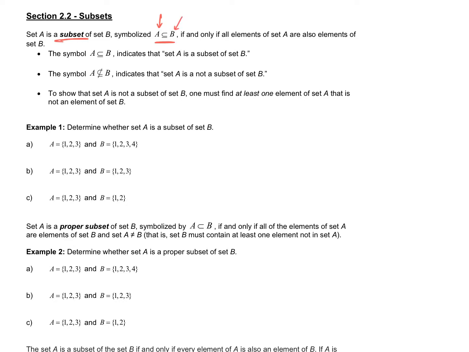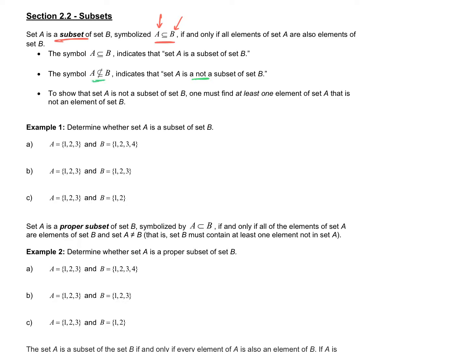So set A is a subset of set B if and only if all the elements of set A are also elements of set B. Okay, so if I have, well, we'll do the examples in a sec. Let me keep going with reading here. The symbol A is a subset of B indicates that A is a subset of B. The symbol A with a line through that thing indicates that set A is not a subset of B. Also kind of makes sense, right?